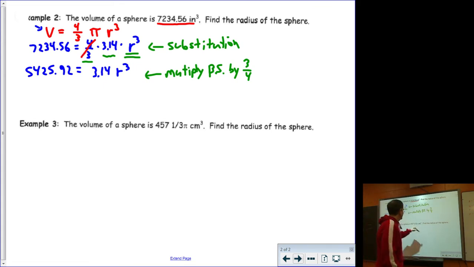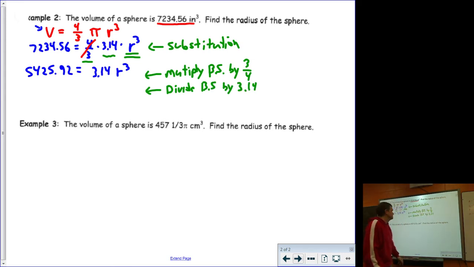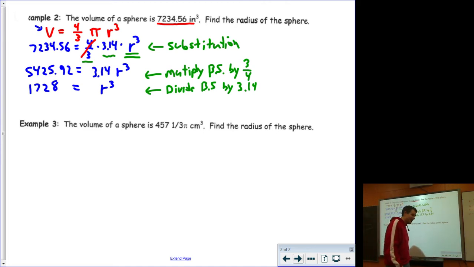I think the next thing I'm going to do is eliminate the 3.14. I'm going to divide both sides by 3.14. And when I go ahead and do that, on the left side, I end up with 1,728. And on the right side, I end up with just r to the 3rd power. I think I have now successfully eliminated the 3.14.